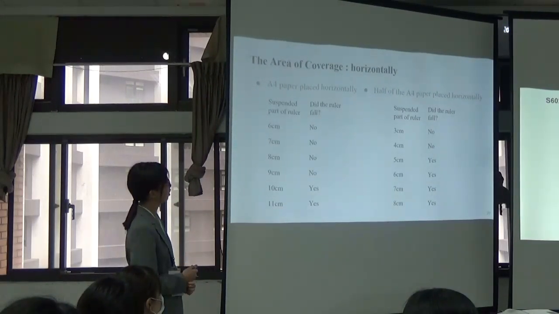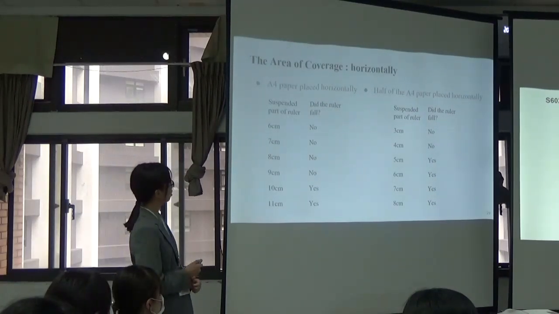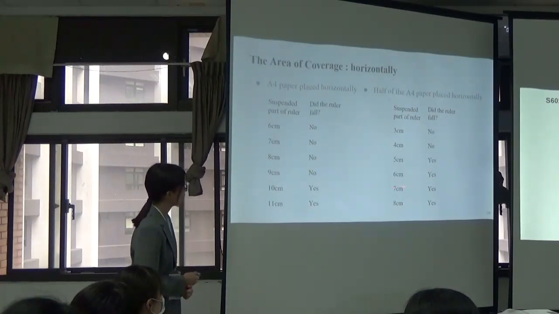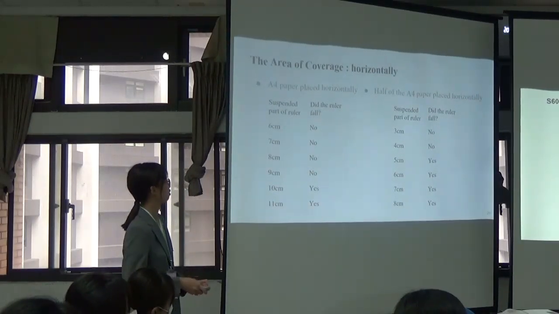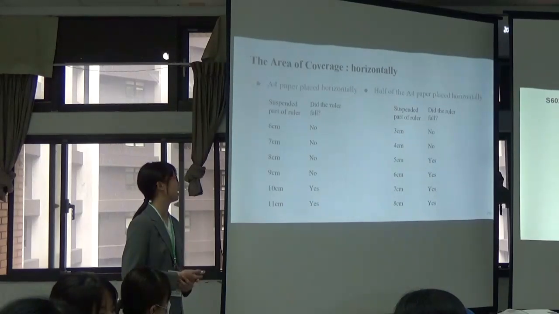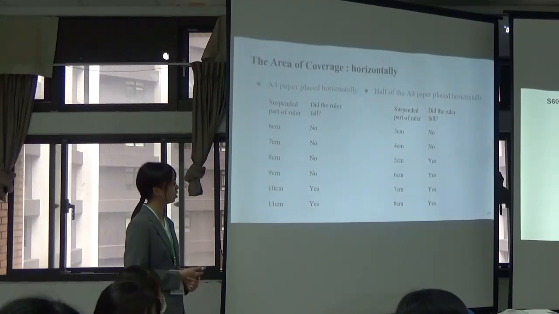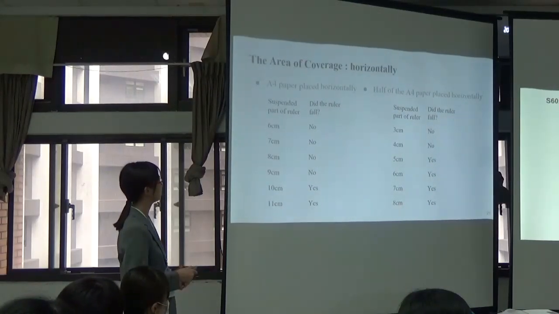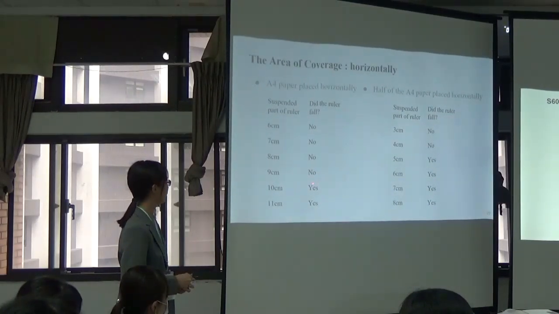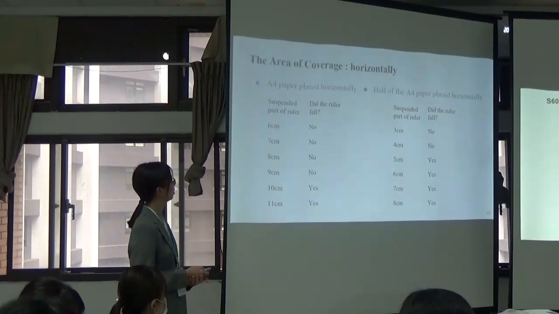And then we do it with the horizontal one. When the suspended part of the ruler is over 5 centimeters, the ruler covered with half of the A4 paper placed horizontally already falls off. But the ruler covered with the full A4 paper placed horizontally didn't fall off until 10 centimeters.